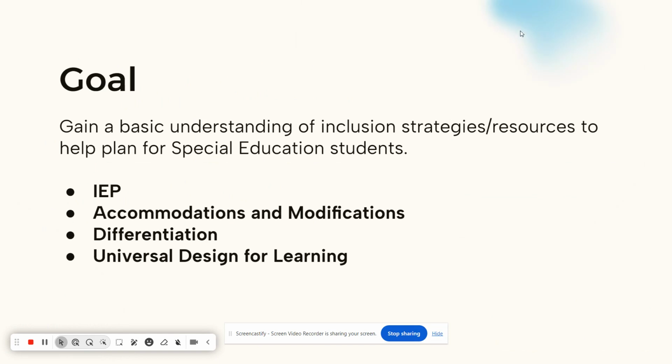Okay, so our goal today is to gain a basic understanding of some inclusion strategies and resources to help plan for those special education students. We're going to talk a little bit about the IEP, of course, accommodations and modifications, differentiation, as I discussed, and universal design for learning. I'm sorry if you've come across these things in other classes. I know that going through MSSU, the Exceptional Child course does a really good job of introducing you to these things. So I do apologize if there's any information that's doubled up.